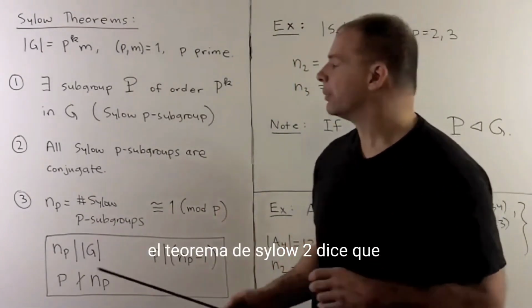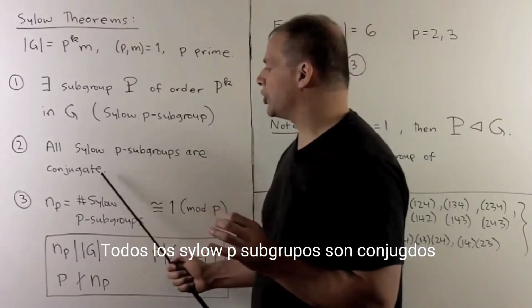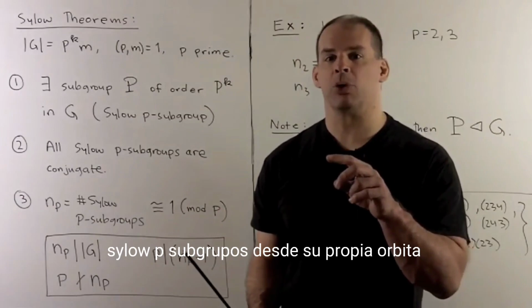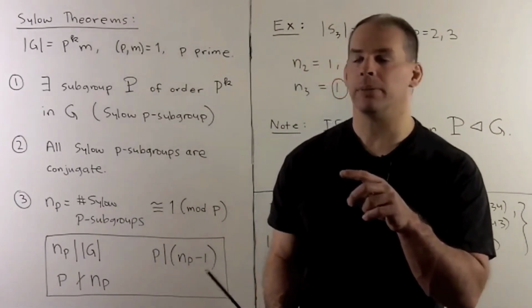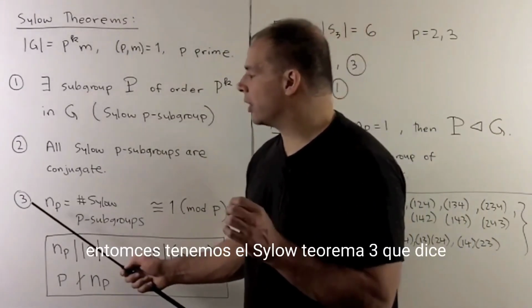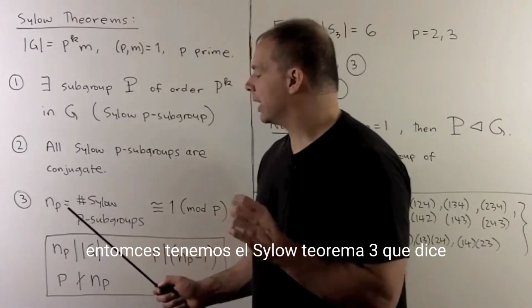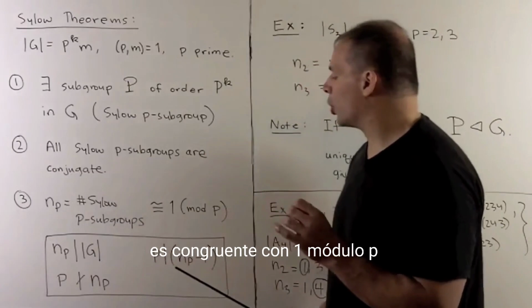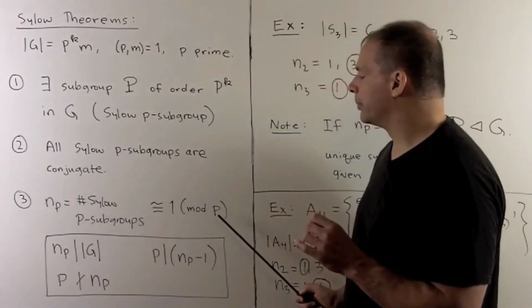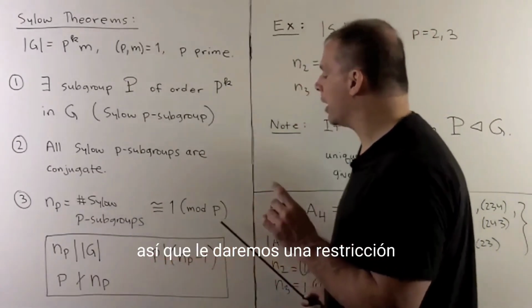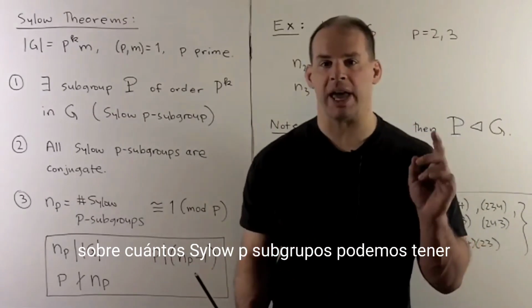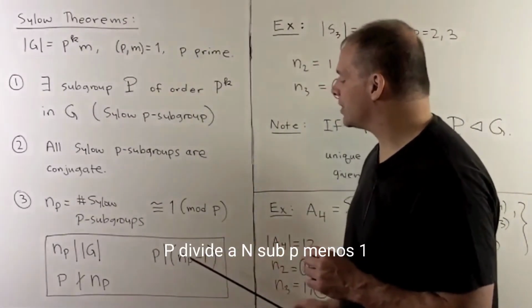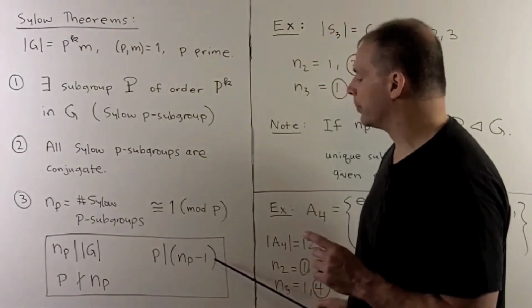Sylow theorem 2: all Sylow p subgroups are conjugate. So if we think in terms of the group action, Sylow p subgroups form their own orbit. Then we have Sylow theorem 3, which says the number of Sylow p subgroups, which we'll denote n sub p, is congruent to 1 mod p. So this is going to give us a restriction on how many Sylow p subgroups we can have. Another way to write this is p divides n sub p minus 1.